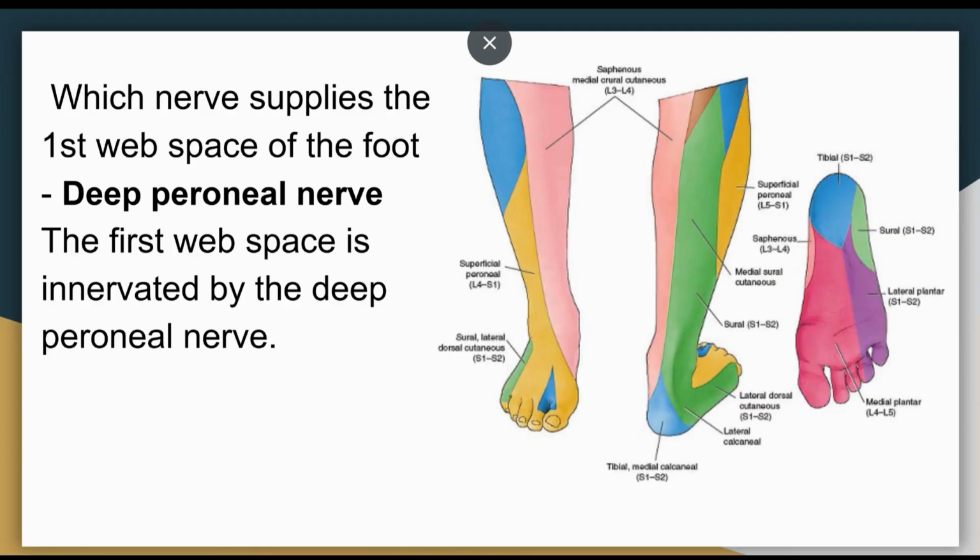So, which nerve supplies the first web space of the foot? That is going to be the deep peroneal nerve.